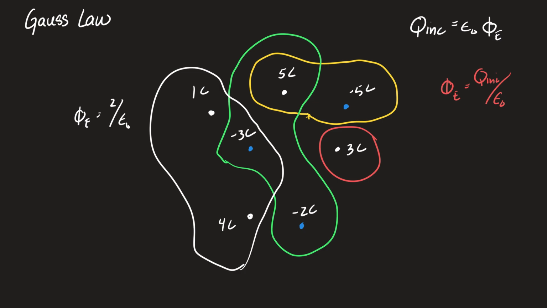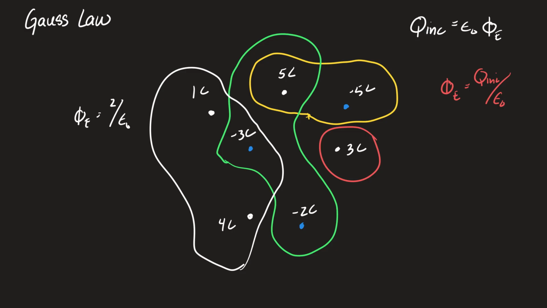All those other charges, although creating electric fields, have field lines that pass into and out of that surface. So their contribution to the flux is 0. You see, the idea about flux here in Gauss's law is how many field lines originate or terminate inside your surface. They're the only ones that actually contribute to the flux.